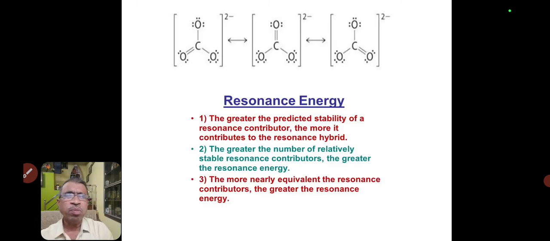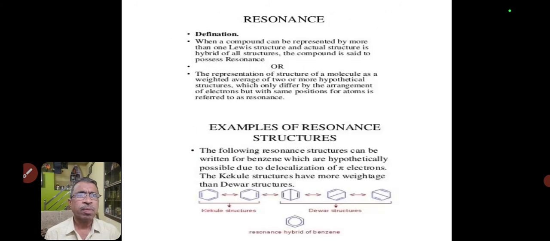Now coming to another term, resonance energy. The greater the predicted stability of a resonance contributor, the more it contributes to the resonance hybrid. The greater the number of relatively stable resonance contributors, the greater the resonance energy. The more nearly equivalent the resonance contributors, the greater the resonance energy. This slide also shows the definition of resonance and various examples of resonating structures of benzene.